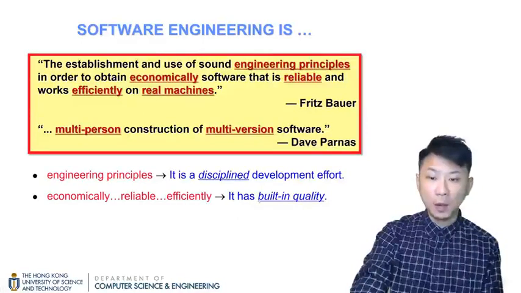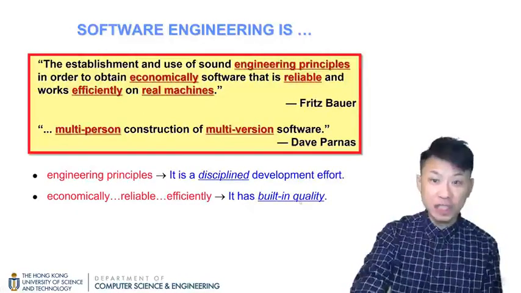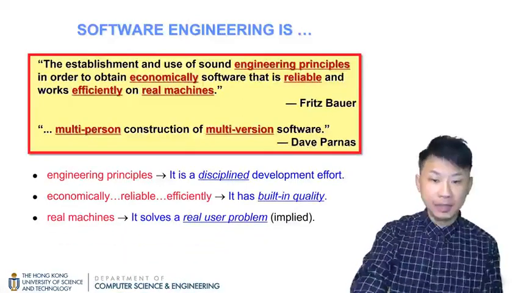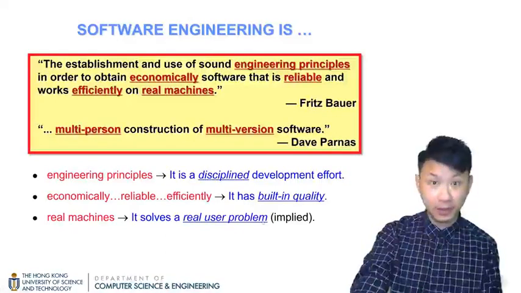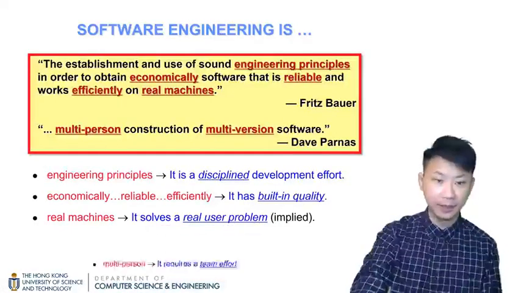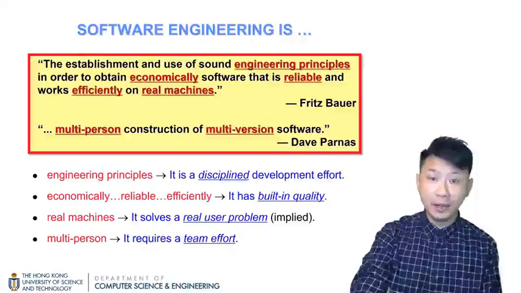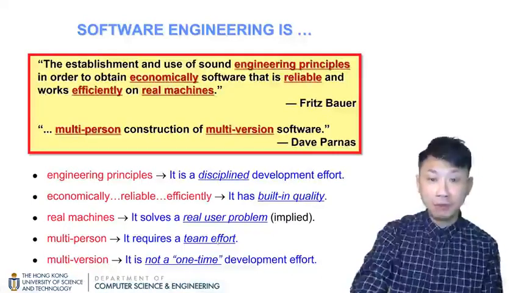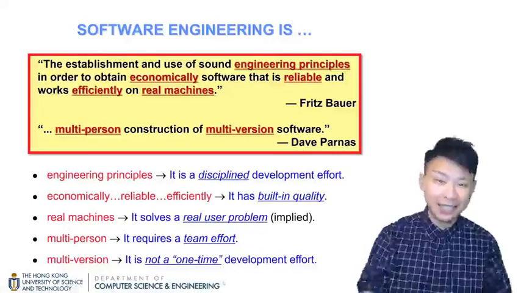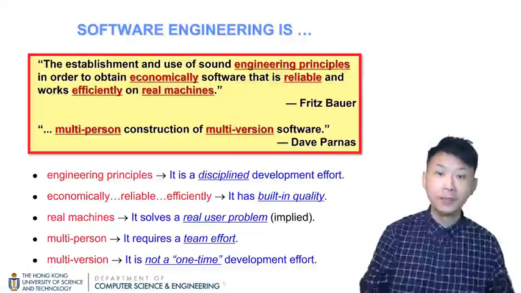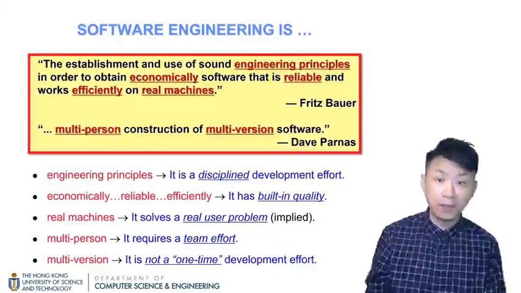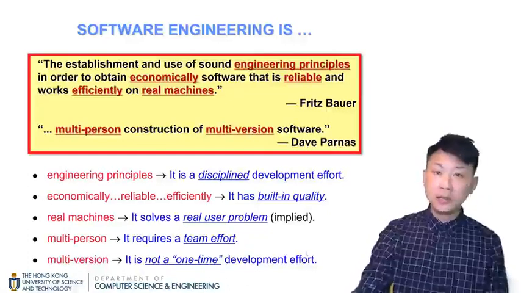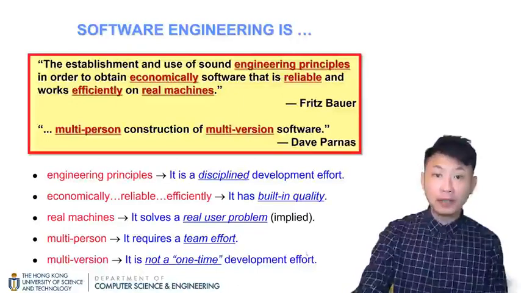And then it requires some built-in quality. So we try to achieve some quality in the final product, and try to solve some real user problem in some application domain. And then it requires a team effort because you have to work in a team. And finally, it's going to be multi-version. It's not one-off, unlike your programming assignment, which is one-off. In a large software project, it's not going to be just one-off. So that's why we need software configuration management to keep track of different versions of the software that we have developed.